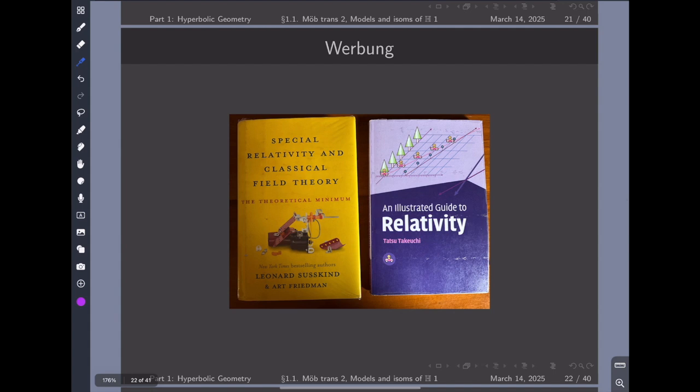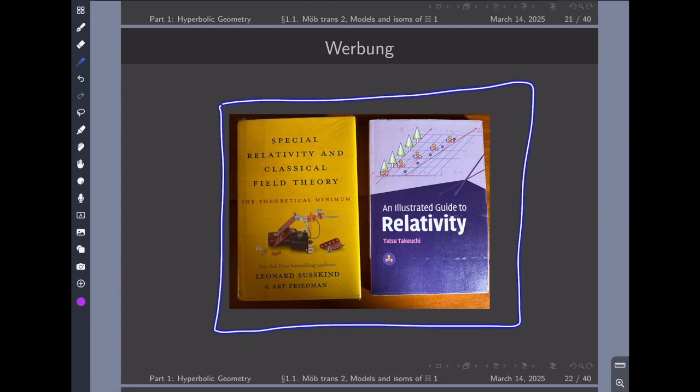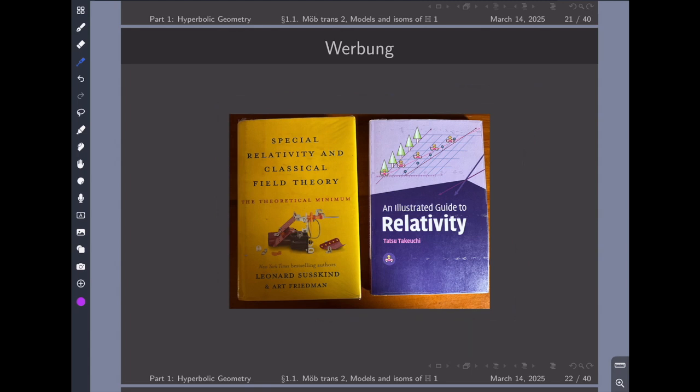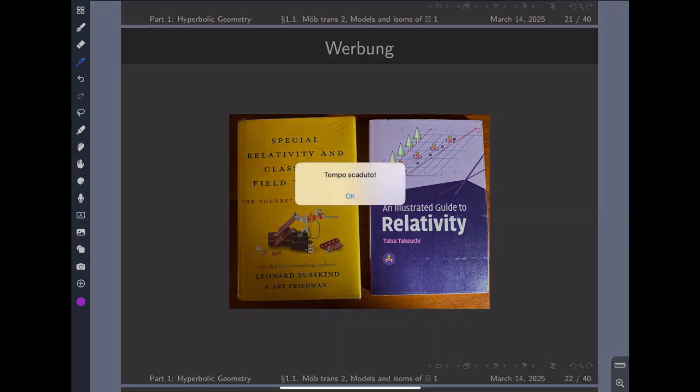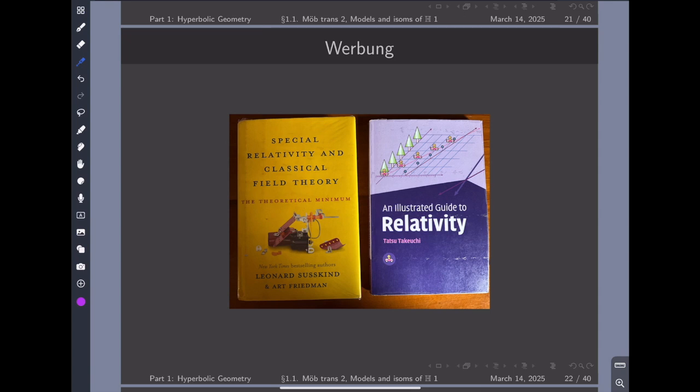I found two amazing books if you want to dive a little bit into special relativity, which are these two books that I find really, really amazing. Okay, time's up. I don't know these guys, and they have not paid me to mention their book.